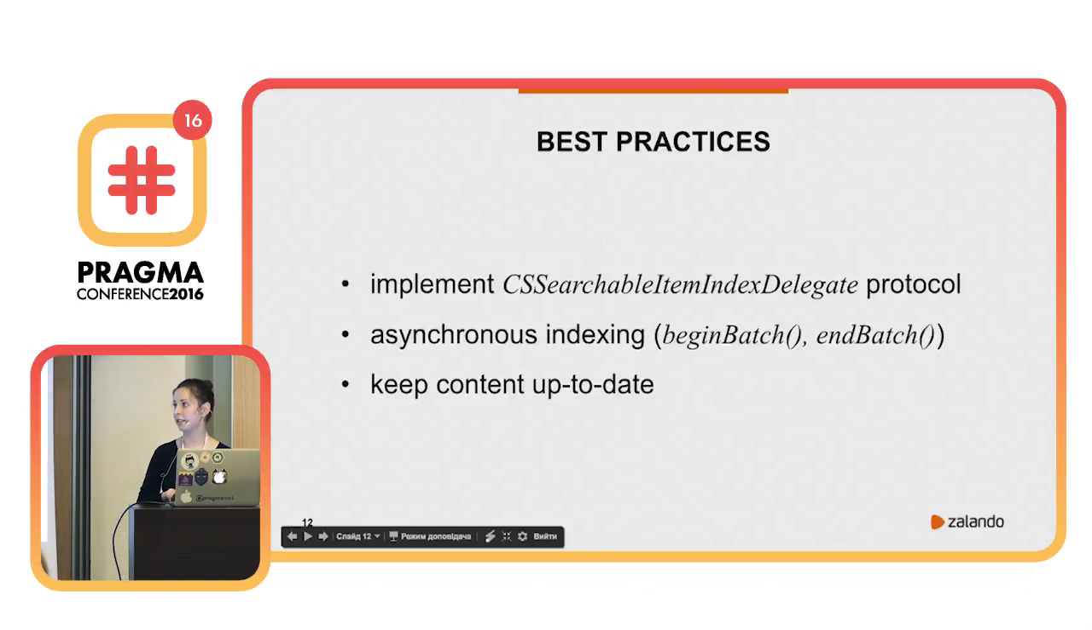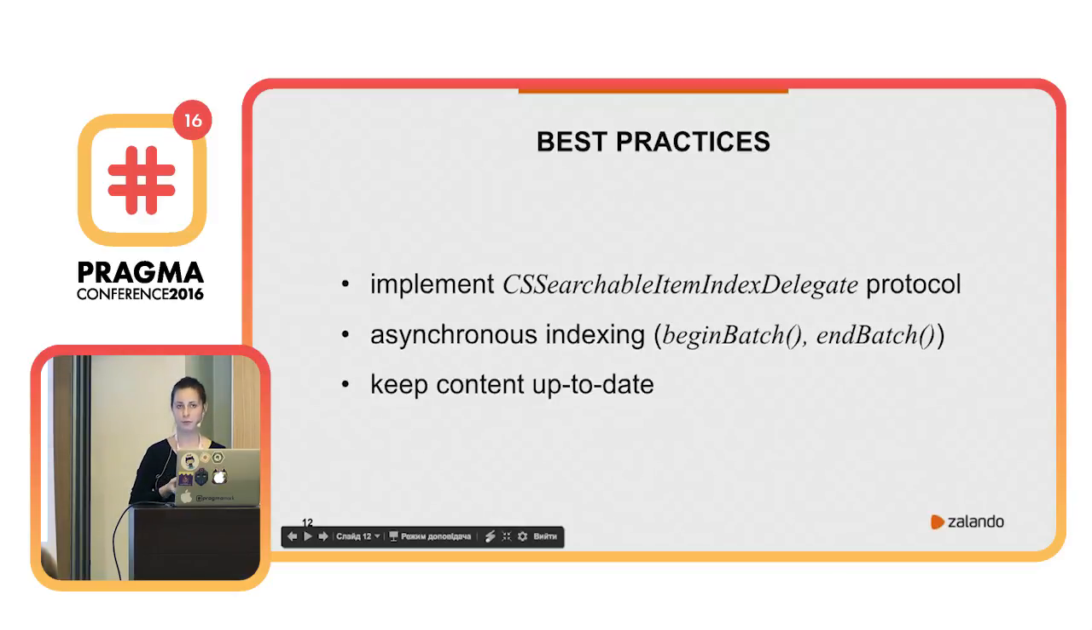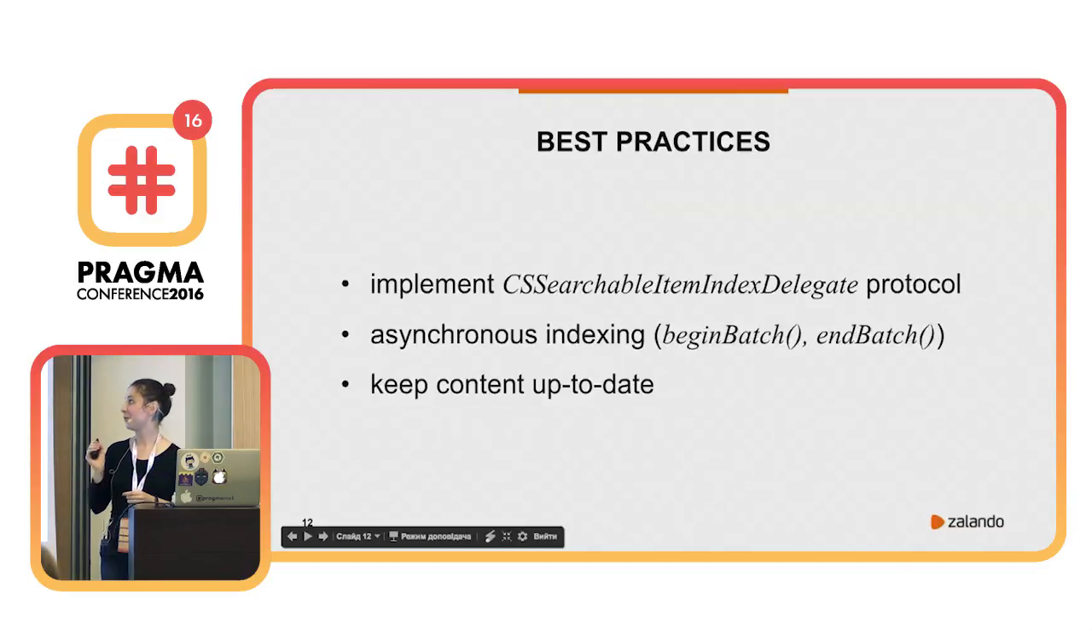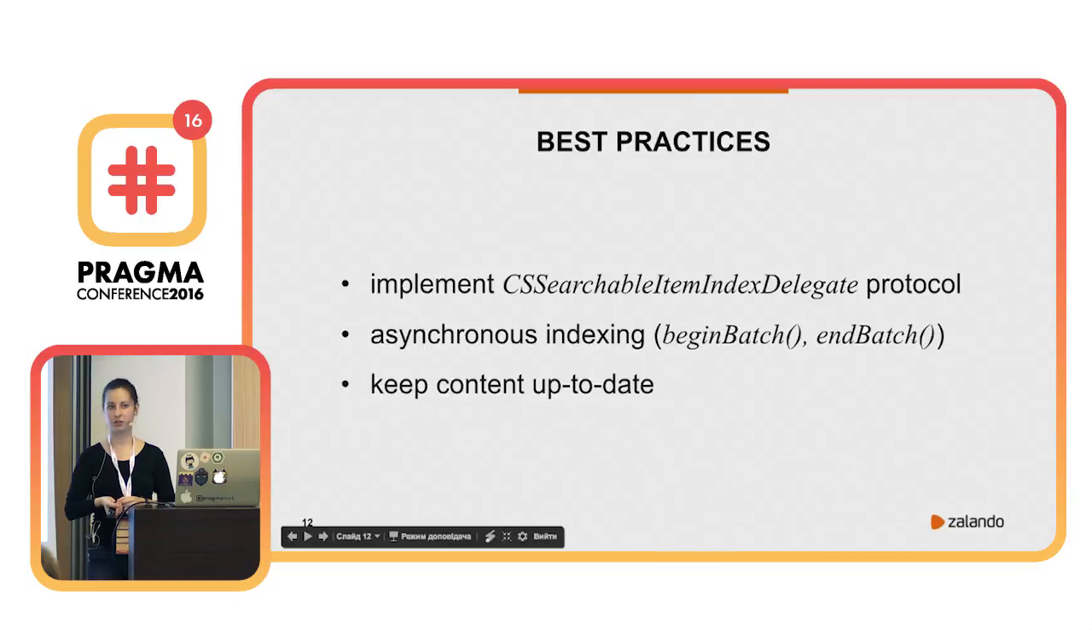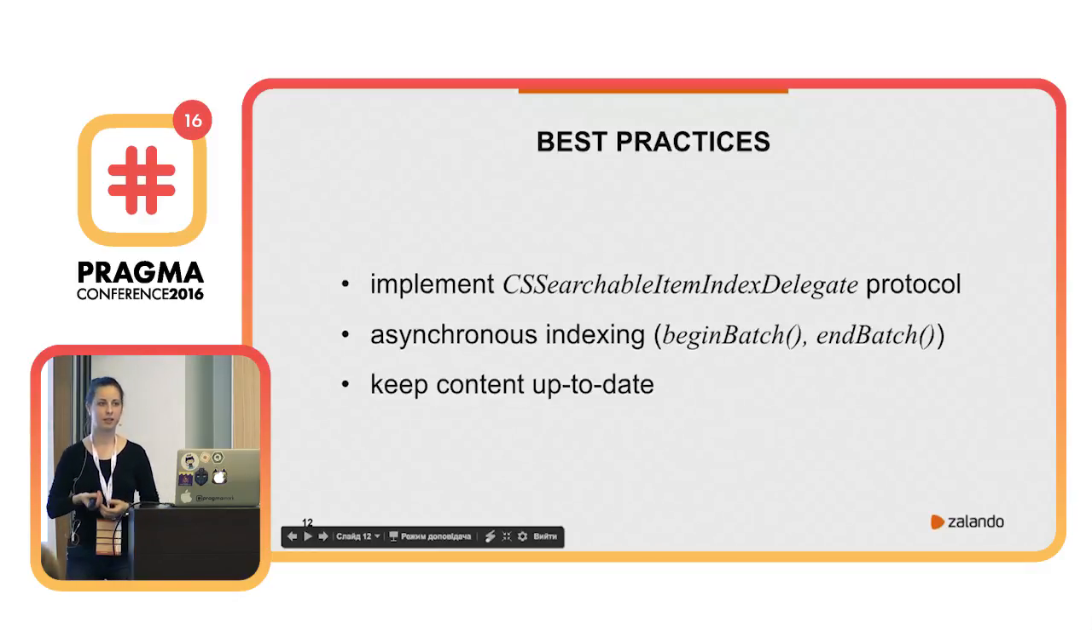So what are the best practices? The best practice is to implement the searchable item delegate protocol. Why is it useful? For example, imagine you have 1,000 items and you want to index them. And meanwhile, as we remember, we index them in the background. We don't use the main thread. It's very important. So while we index them, the application crashes. Okay, so you cannot index these items anymore, and maybe you even have a key that says you already indexed all these items, and when the application runs again, this never happens.